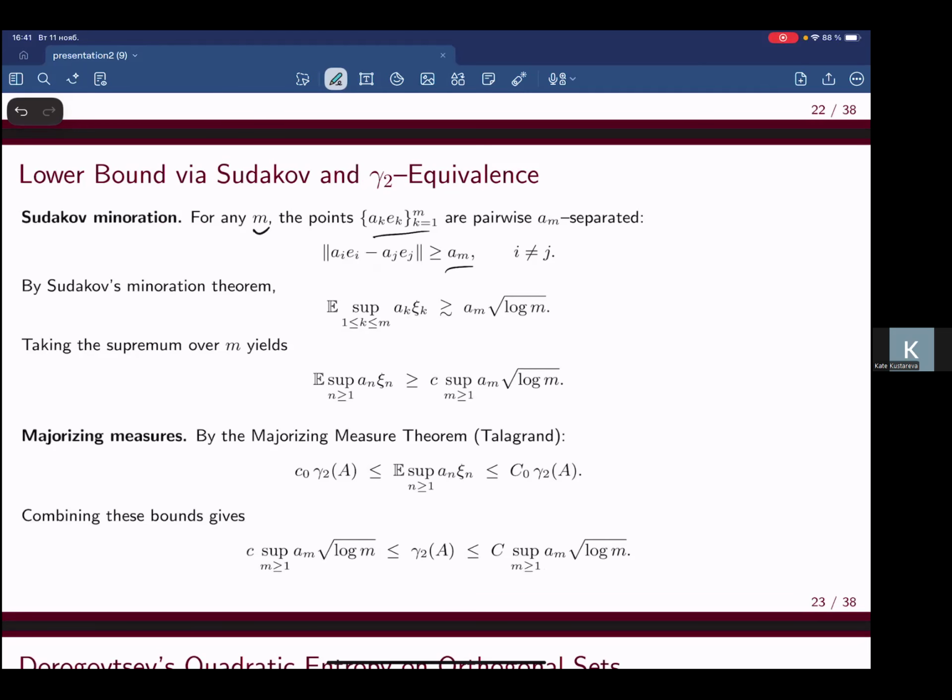And now by Sudakov's minoration theorem, this separation immediately gives us the lower bound. And if we now take the supremum over all m, we obtain this result. And what do we mean by this curly inequality sign? Yes, this one. It's like a probabilistic lower bound.